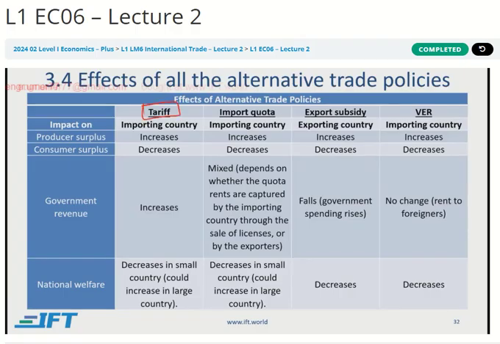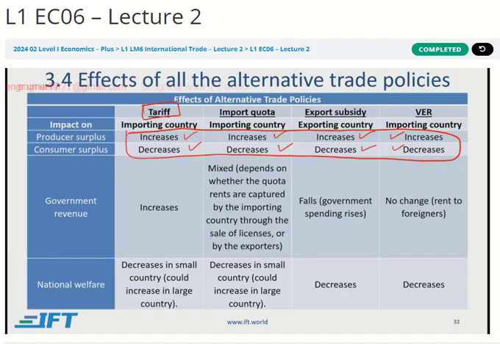So first of all, with tariffs, the local producers are happy. They can sell at a higher price. They're getting a surplus. The consumers, unfortunately, are sad in all situations, right? The producers are happy in all situations because they get to sell at a higher price in tariffs, they get to sell at a higher price in quotas, they get to sell at a higher price in voluntary export restraints. And exporters who are producers get extra money. So they are happy in all situations, and the consumers are the ones who lose. But the national welfare is not the same in all.